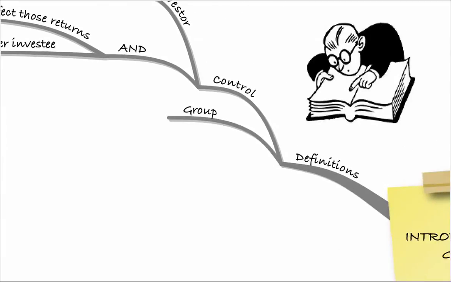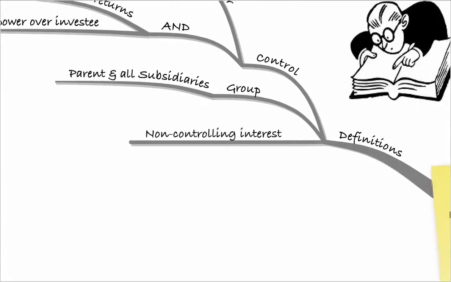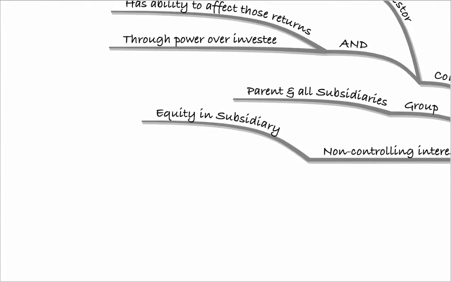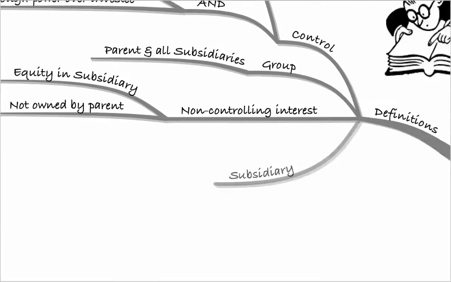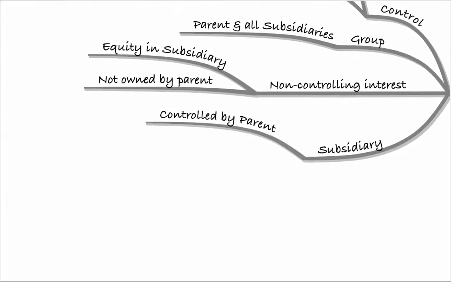We also talked about a group, and a group is a parent and all subsidiaries. We mentioned a non-controlling interest. Remember, the non-controlling interest is the equity in a subsidiary that is not owned by the parent. So if you buy 80% of a subsidiary, well then the 20% is the non-controlling interest, the bit you don't own. Lastly, a subsidiary, well the key thing you must remember and you must know is that a subsidiary is controlled by the parent. So remember that definition of control.